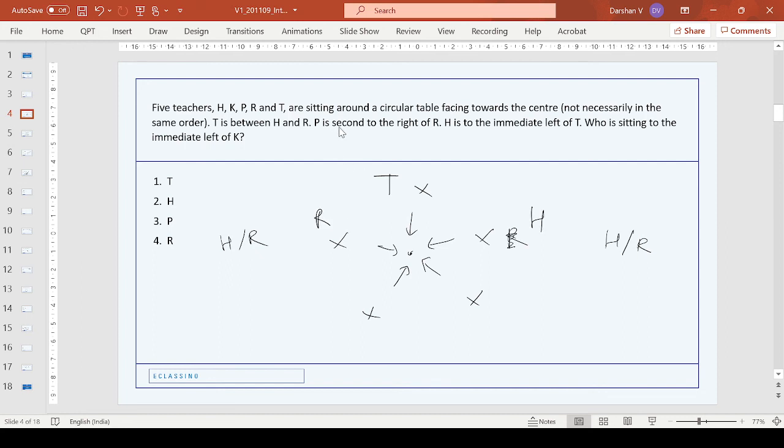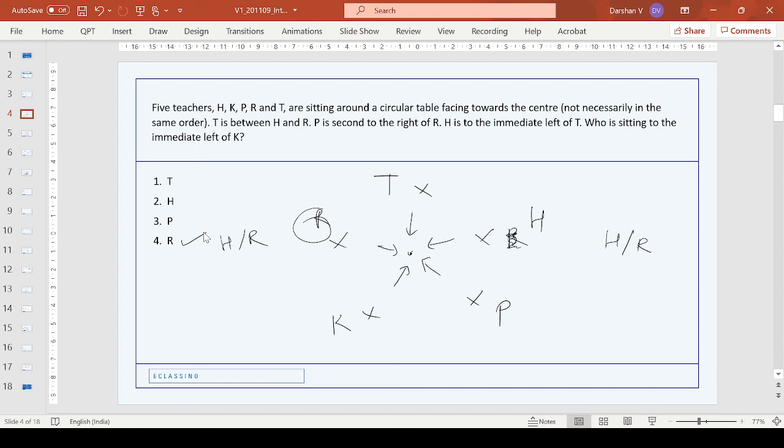Now let's look at the next one. P is second to the right of R. Since this is R, this is first to the right of R and this is second to the right of R. So we have P here. And the last position is obviously that of whichever is missing here, which is K. And the question is, who is sitting to the left of K? Left of K will be R, which is our answer.